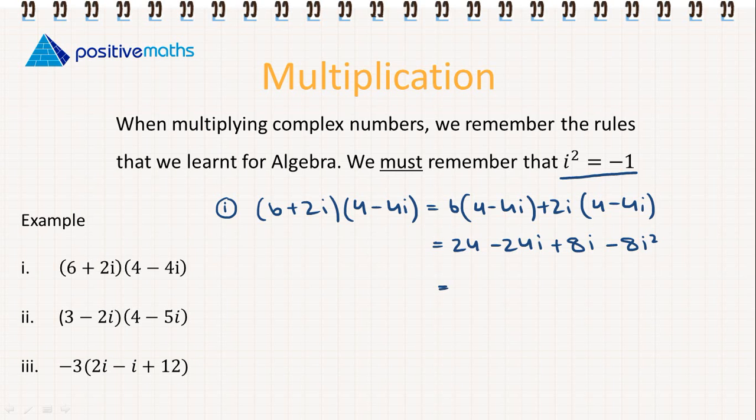Okay, so now we need to simplify. So 24 will stay as it is for the moment. Minus 24i plus 8i is going to give us minus 16i. And our i squared is going to change to minus 1. So now we're going to have minus 8 multiplied by minus 1. So we have 24 minus 16i plus 8. So this is going to give us 32 minus 16i.